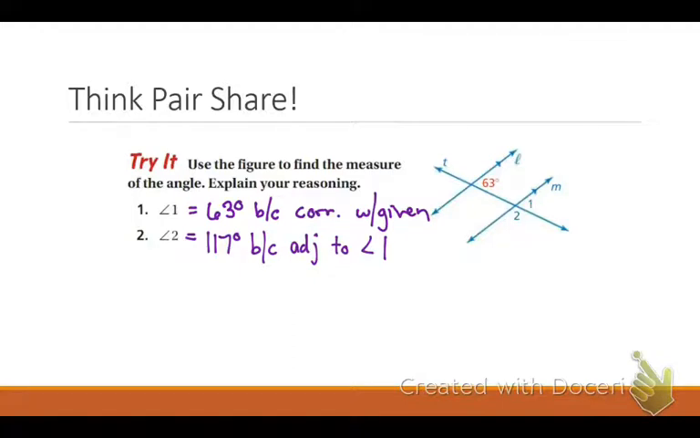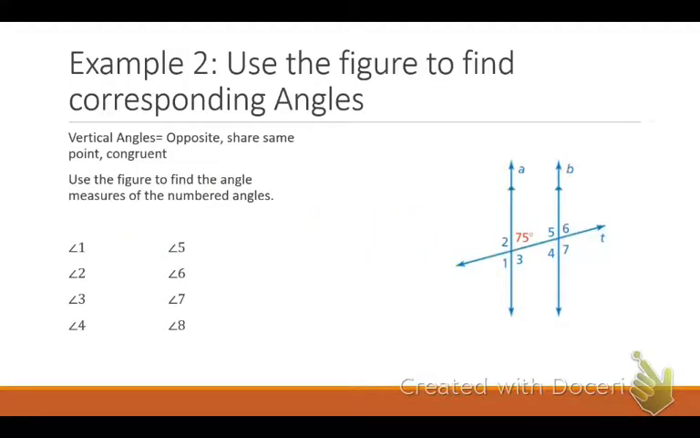So let's go ahead and move on to example 2. Example 2 is kind of like where we started, right? In that very first slide, I put up all your different angle relationships, and I said as long as you can identify the relationship, you don't have to measure anything. You know what the angle measurement needs to be.